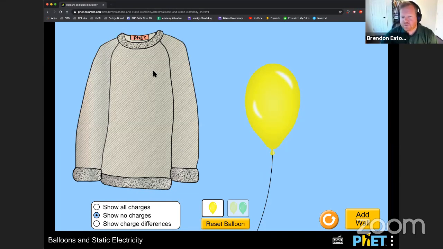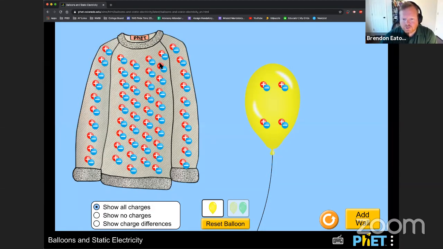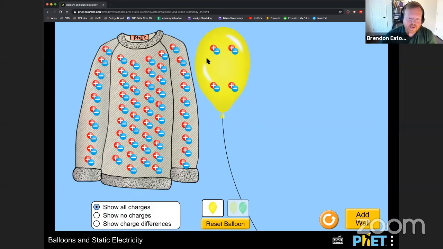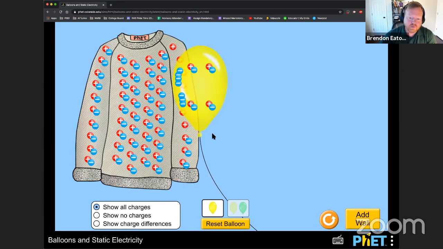So if you've done this with a piece of wool and a balloon, if I go ahead and turn on charges, you'll notice that before we do this, the balloon has a net charge of 0. For every proton, there's an electron. So I see 4 electrons and 4 protons on the balloon. That's this guy right here. And on the sweater, each one of them has a proton that's paired up with an electron as well. So if you did this lab, this is essentially what you did. You took the balloon, and balloons are great at getting electrons off of other objects.